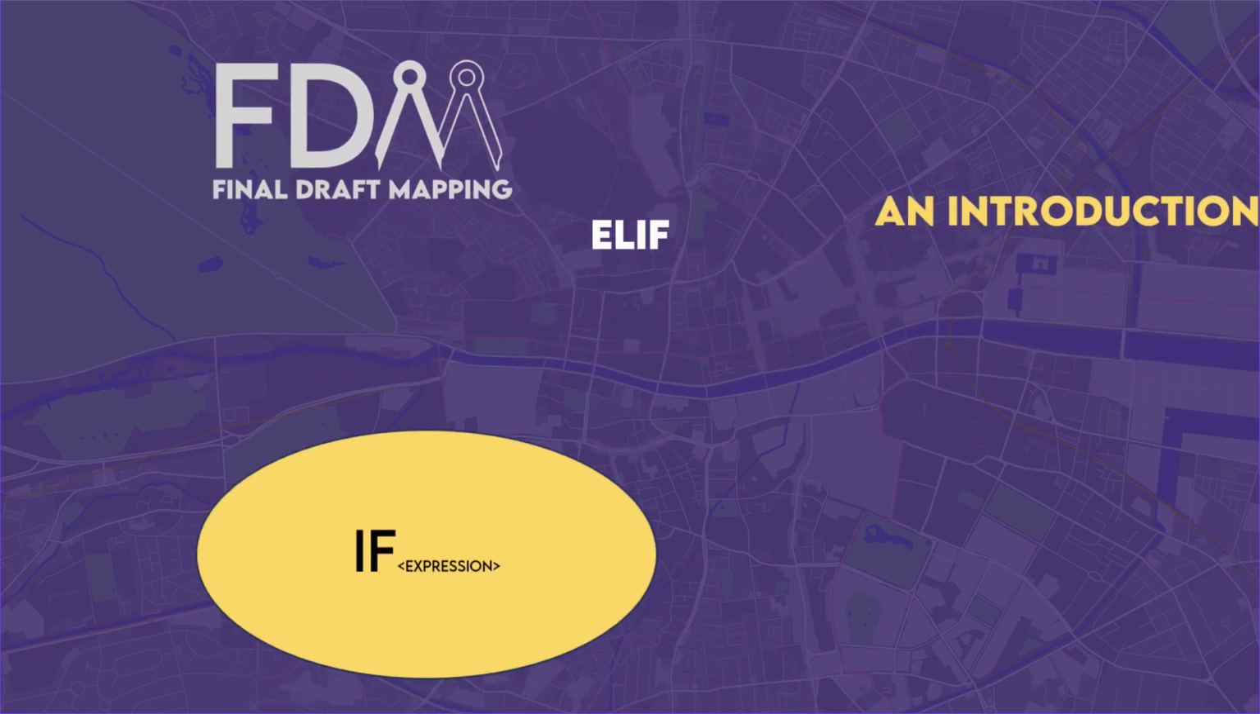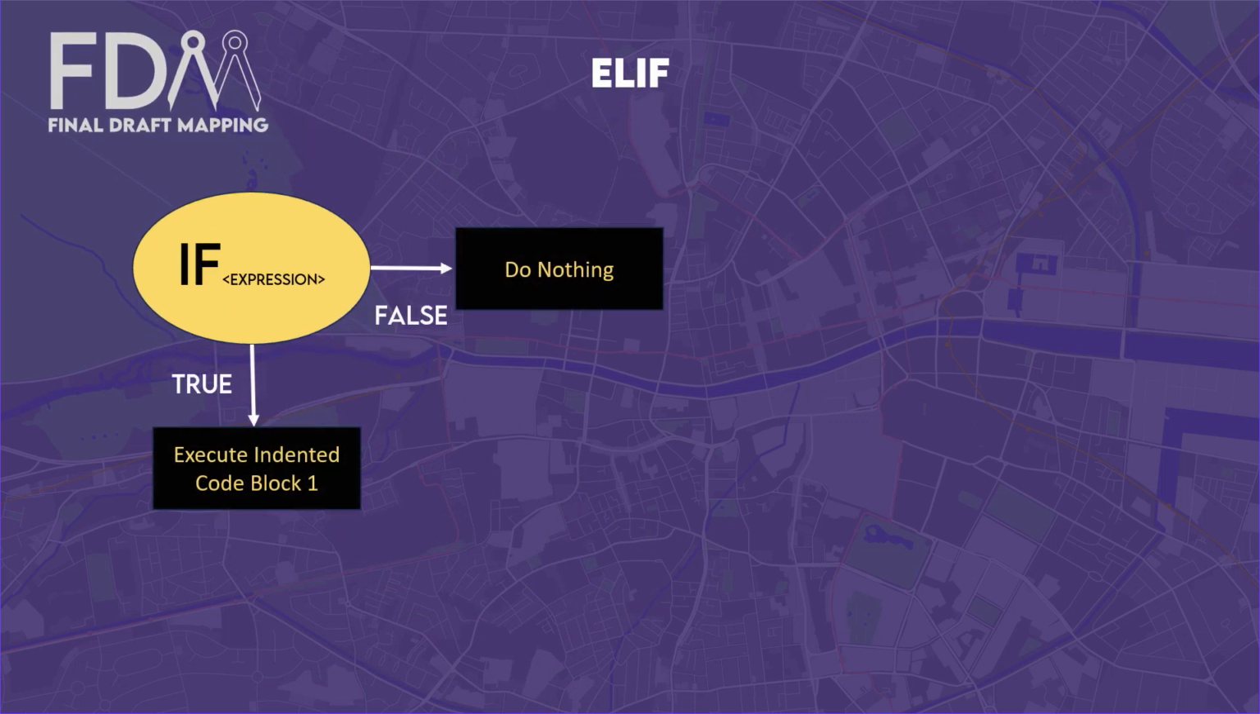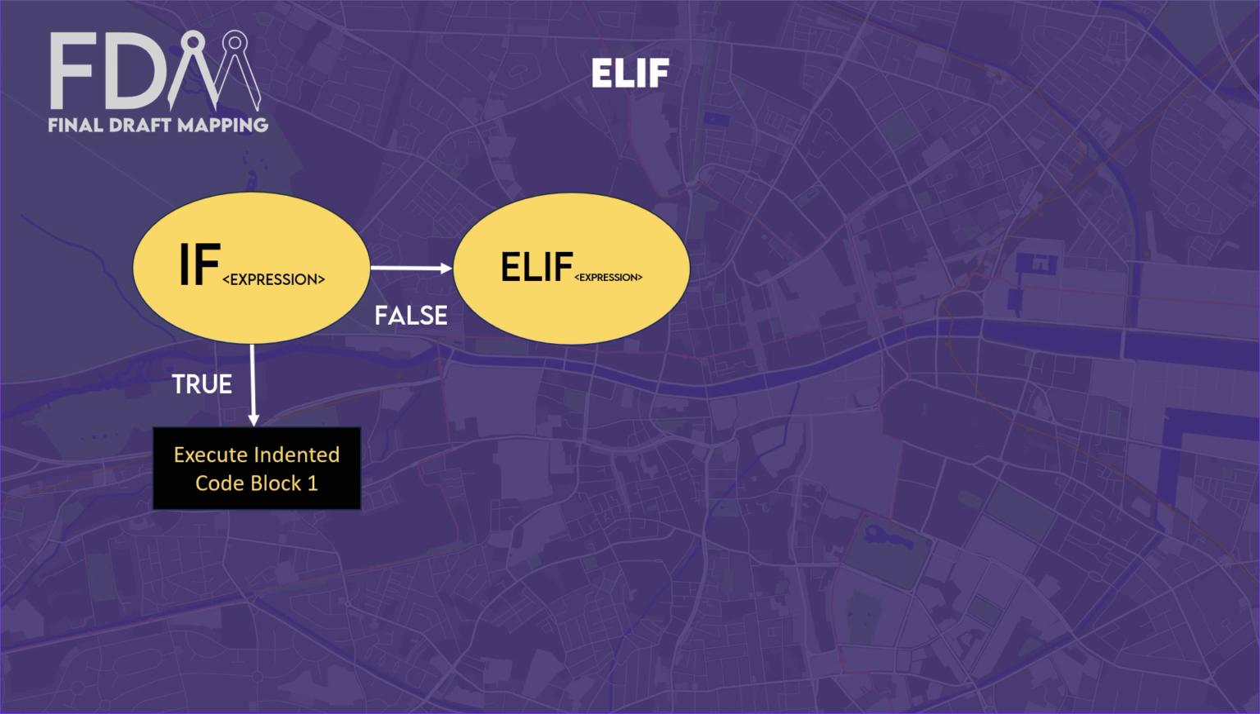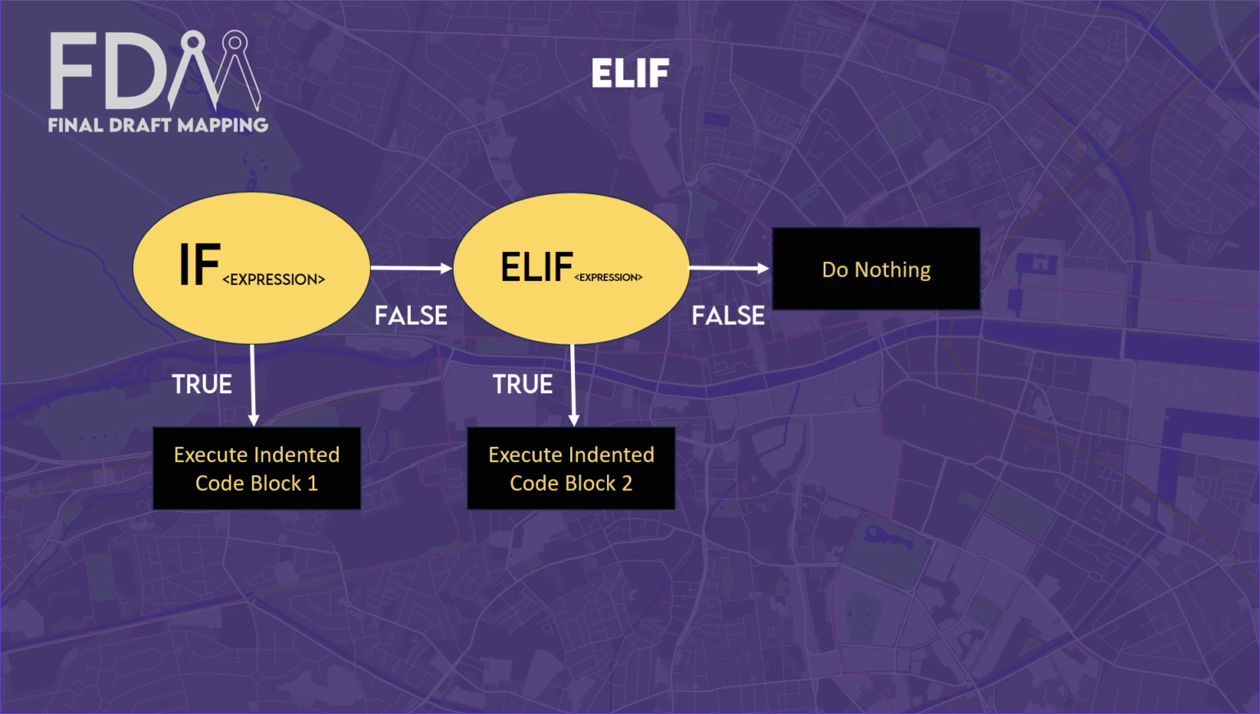If we think back to our if statement, we have our expression: if the if statement returns true, the indented code block is executed. However, if it is false, nothing happens. Here's where the elif comes into play. If the initial if expression is false, we can then test a second expression. If that second expression with the elif returns true, the indented code block under the elif is executed. Otherwise, it is false and nothing happens.